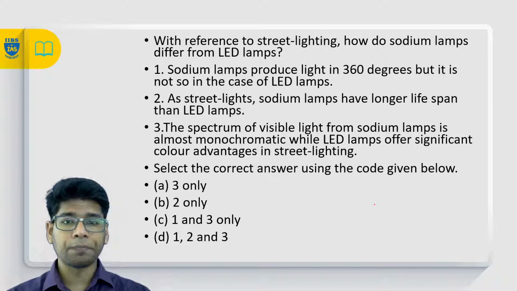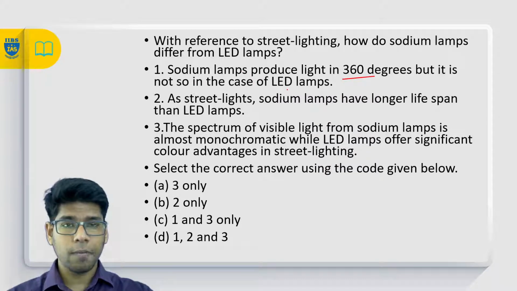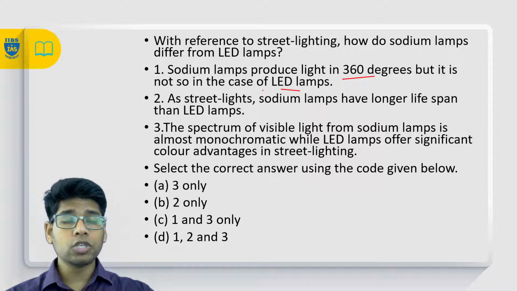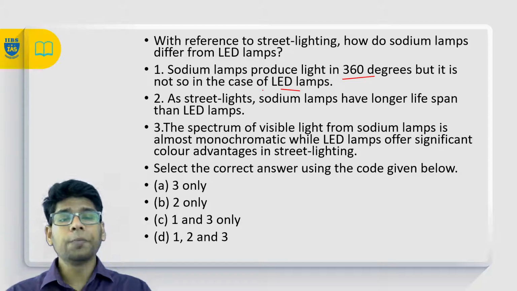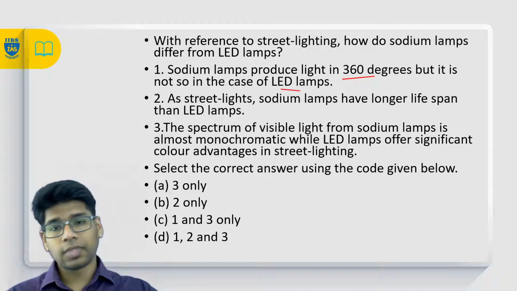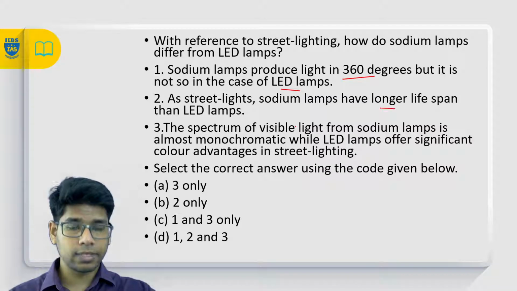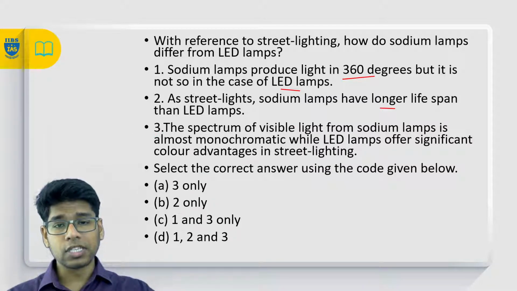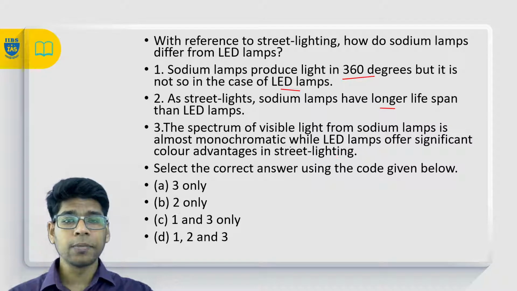The first statement: sodium lamps produce light in 360 degrees, but it is not so in the case of LED lamps. Sodium lamps produce light in 360 degrees, whereas LED lamps focus on only one side. The next statement: as street lights, sodium lamps have a longer lifespan than LED lamps. And the third statement: the spectrum of the visible light from sodium lamps is almost monochromatic, whereas LED lamps often offer significant color advantage in street lighting.